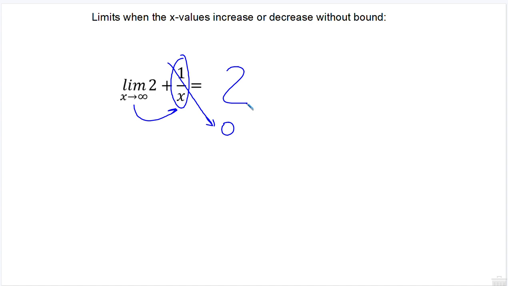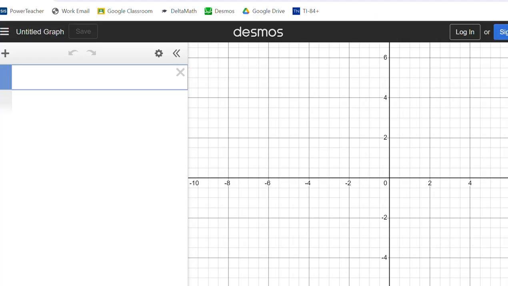As x goes towards infinity, 2 is just 2, and 1 over x is 0, so we just end up with 2, which is telling me that for this particular function, as x goes towards infinity, the function should be approaching a y value of 2. And so we should, in our heads, when we hear this, think, oh, we're talking about a horizontal asymptote here. So real quickly, I'm just going to flip over to Desmos here.